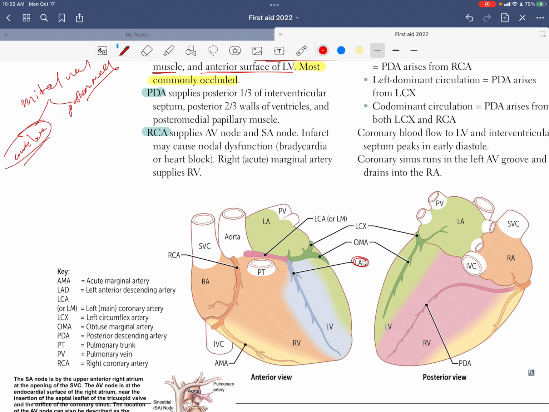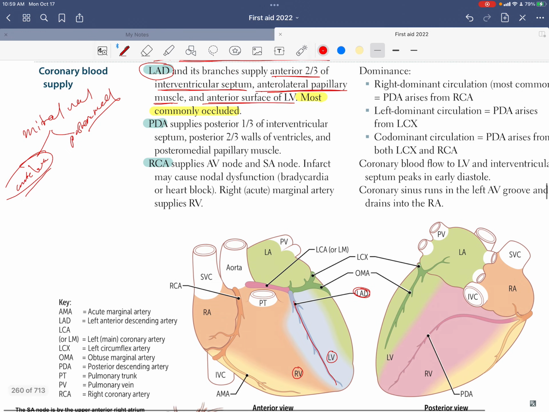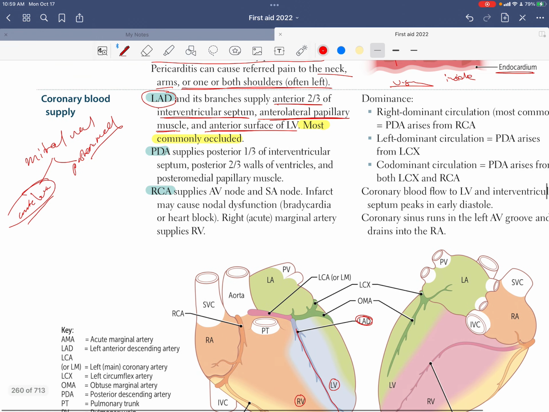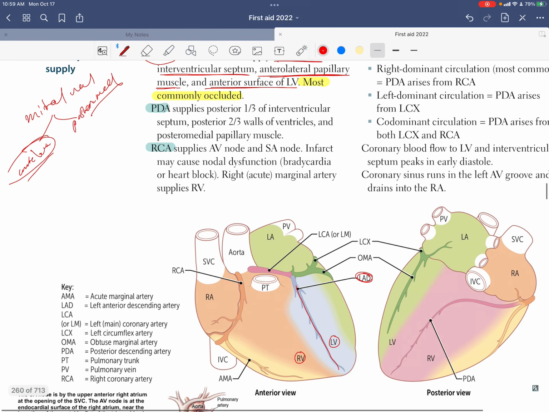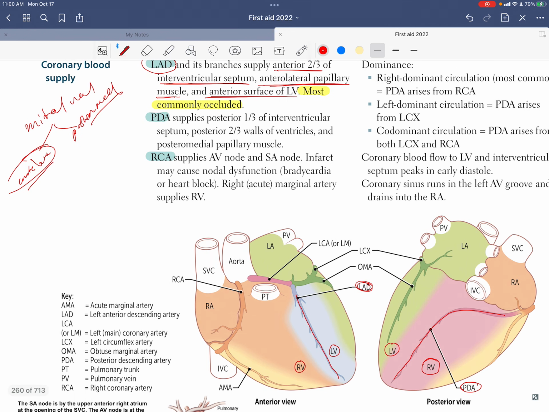And it is this one. It makes sense because this is the left ventricle and this is the right ventricle, so it covers the anterior 2/3 of the interventricular septum. And for the back, we have the PDA, the posterior descending artery, and it makes sense as well because it goes midway between the posterior surface of the right ventricle and the left ventricle, so it supplies the posterior third of the interventricular septum as well.